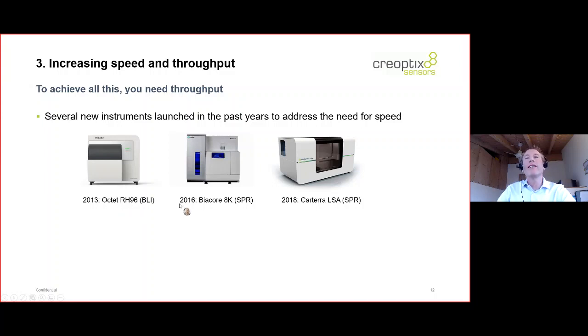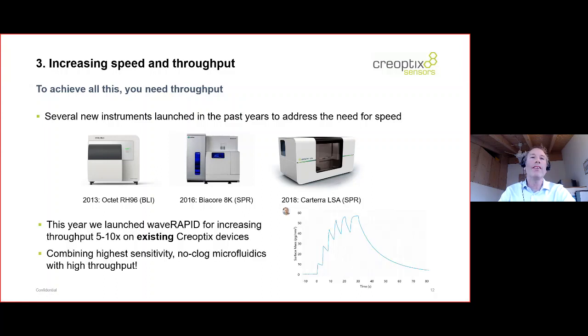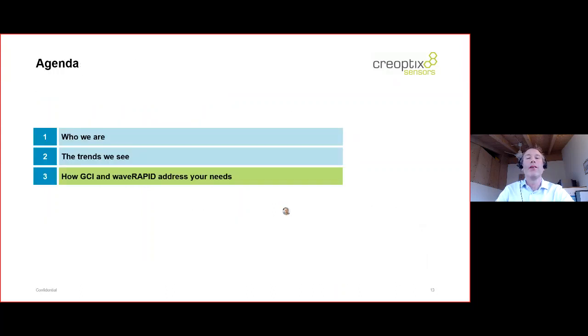Then 2016, there was the Biacore 8K launched, and 2018, the Carterra LSA, which is used for antibody discovery. And this year, we launched our own Wave Rapid method for increasing the throughput 5 to 10 times on existing devices. So now with our solution, which I will show a little bit more in detail later on, you can combine the highest sensitivity, no clog microfluidics now with high throughput. So let's see how we achieve that.